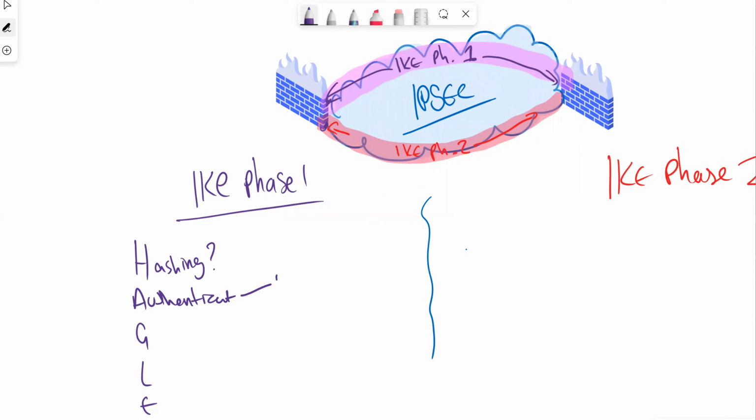Is this through maybe digital certificates that we've spoken about? Is this maybe a pre-shared key that we're going to go onto these firewalls and configure, a pre-shared key that they're going to know about? It could be one, could be the other.